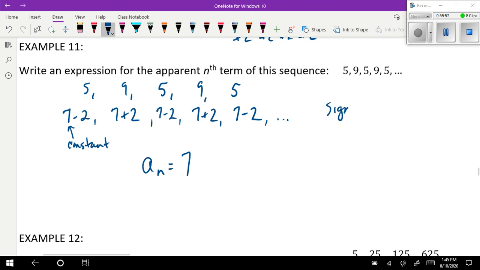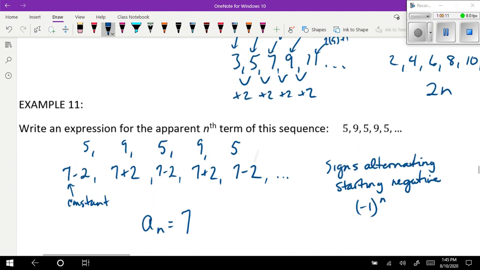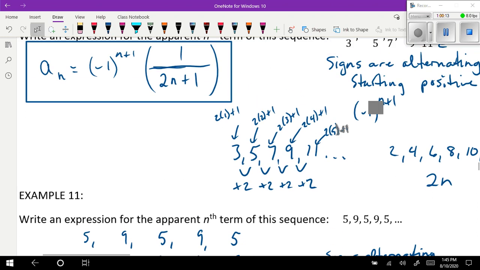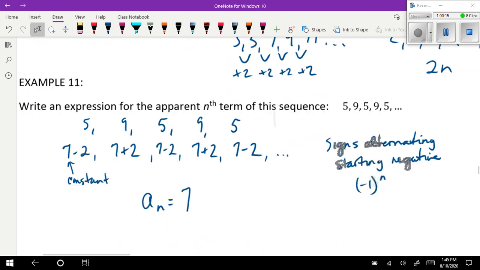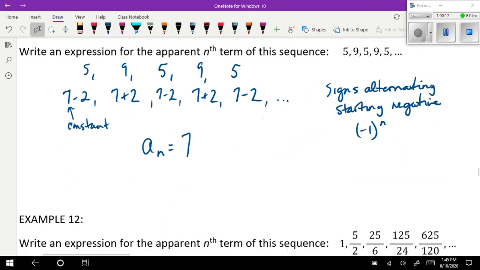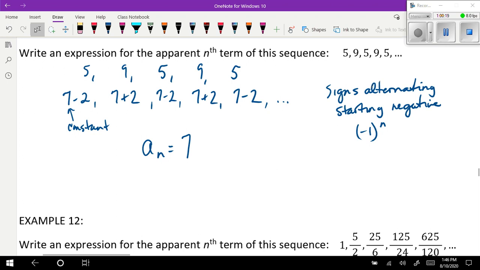Signs alternating, starting negative. That's negative 1 to the n. See, the signs alternating, starting positive was negative 1 to the n plus 1 up here. This is negative 1 to the n. And again, if you go back, you'll see highlighted in yellow that rule is there.